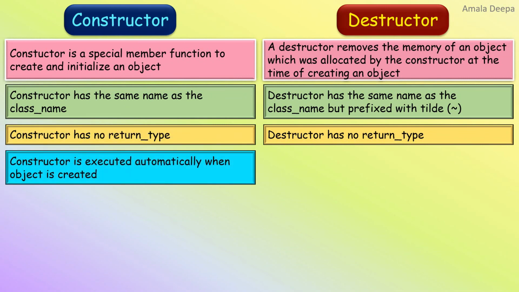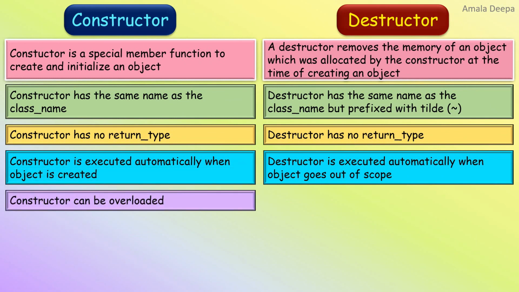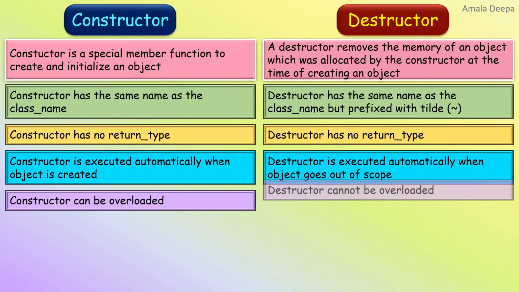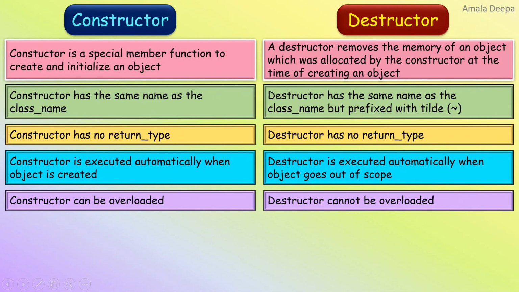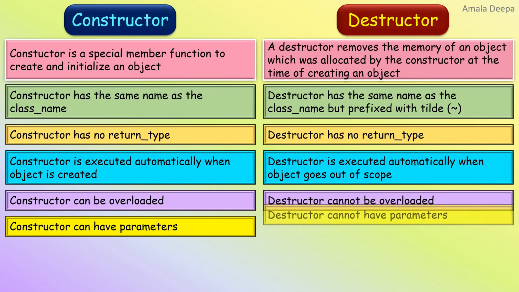Constructor is executed automatically when object is created. Destructor is executed automatically when object goes out of scope. Constructor can be overloaded. Destructor cannot be overloaded. Overloading means there can be more than one constructor in the same class. Destructor cannot be overloaded, which means there can be only one destructor in a class. Constructor can have parameters. Destructor cannot have parameters.